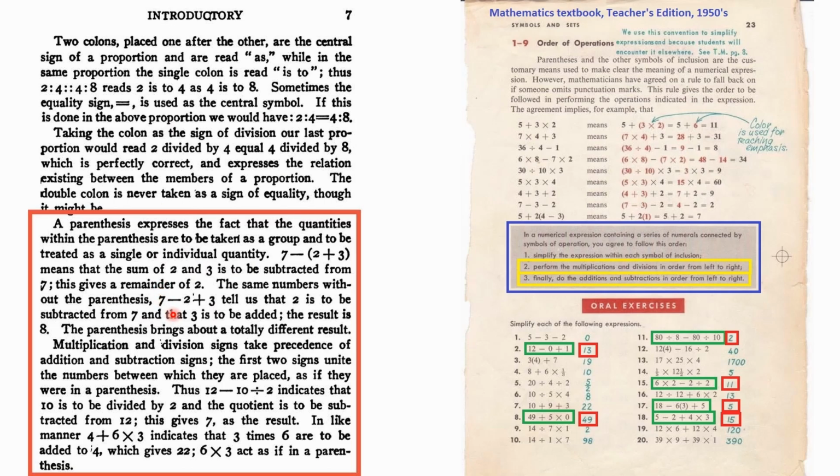If you say, well, I'm from the UK or I'm from India or I'm from Pakistan or wherever, it's not different. It's the same everywhere. And here's one from the 1950s, the same thing. It explains the order of operations, and it does explain how you simplify within parentheses, and then you perform multiplication and divisions from left to right. Finally, you do additions and subtractions from left to right. So it's all pretty simple stuff.